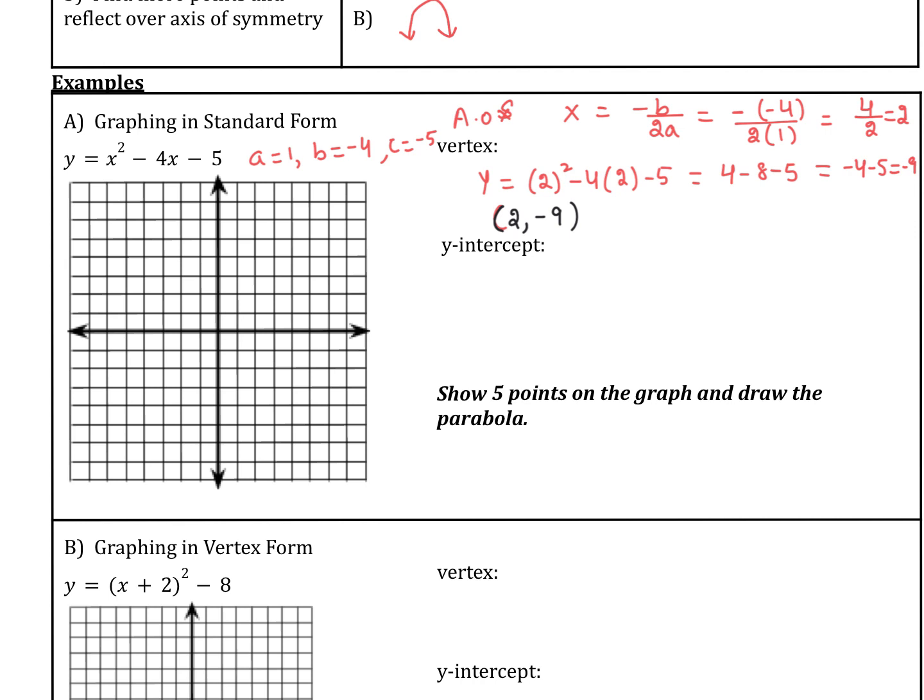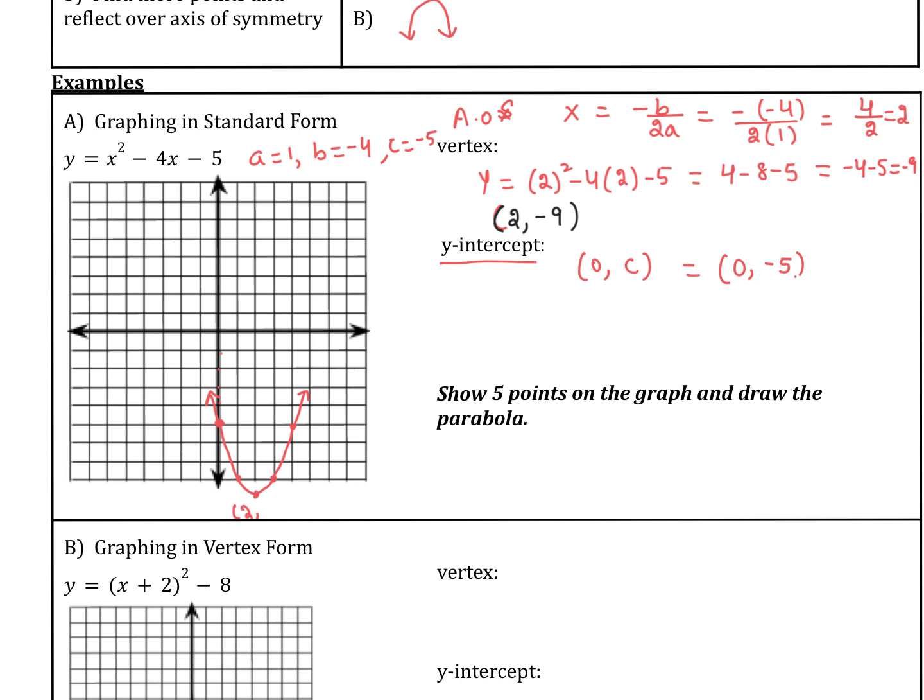According to this graph, 2 comma negative 9, let's say this is the point and you're going to follow the pattern. First you want to find the y-intercept. So y-intercept is 0 comma c, and that's going to be 0 comma negative 5. So 1 2 3 4 5, this is the point here for the y-intercept, and the opposite of this one should be this point, up 1 over 1. And once you find these, connect them as a smooth graph, you're going to get the parabola which has at least 5 points.